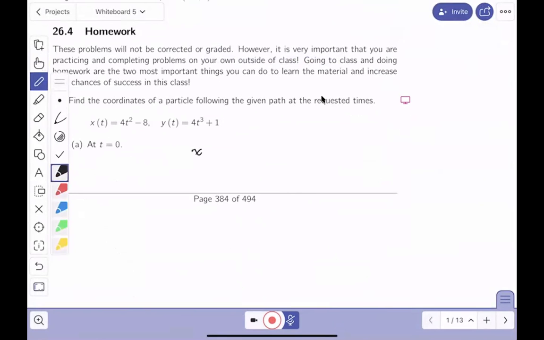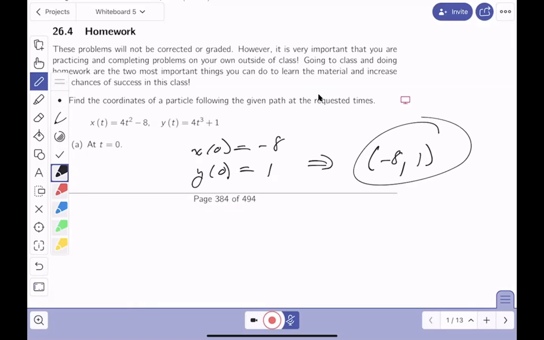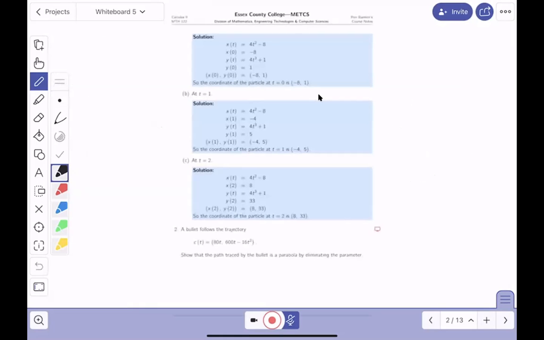So it's going to be x evaluated at 0. That's going to be -8, and y evaluated at 0 is going to be 1. So what are the coordinates of the point? The coordinates of the point would be -8 for x, 1 for y. All right, let's go to the next page and see if they got that answer written down there, and they do. Now they say t equals 1, so x evaluated at 1, fairly simple.